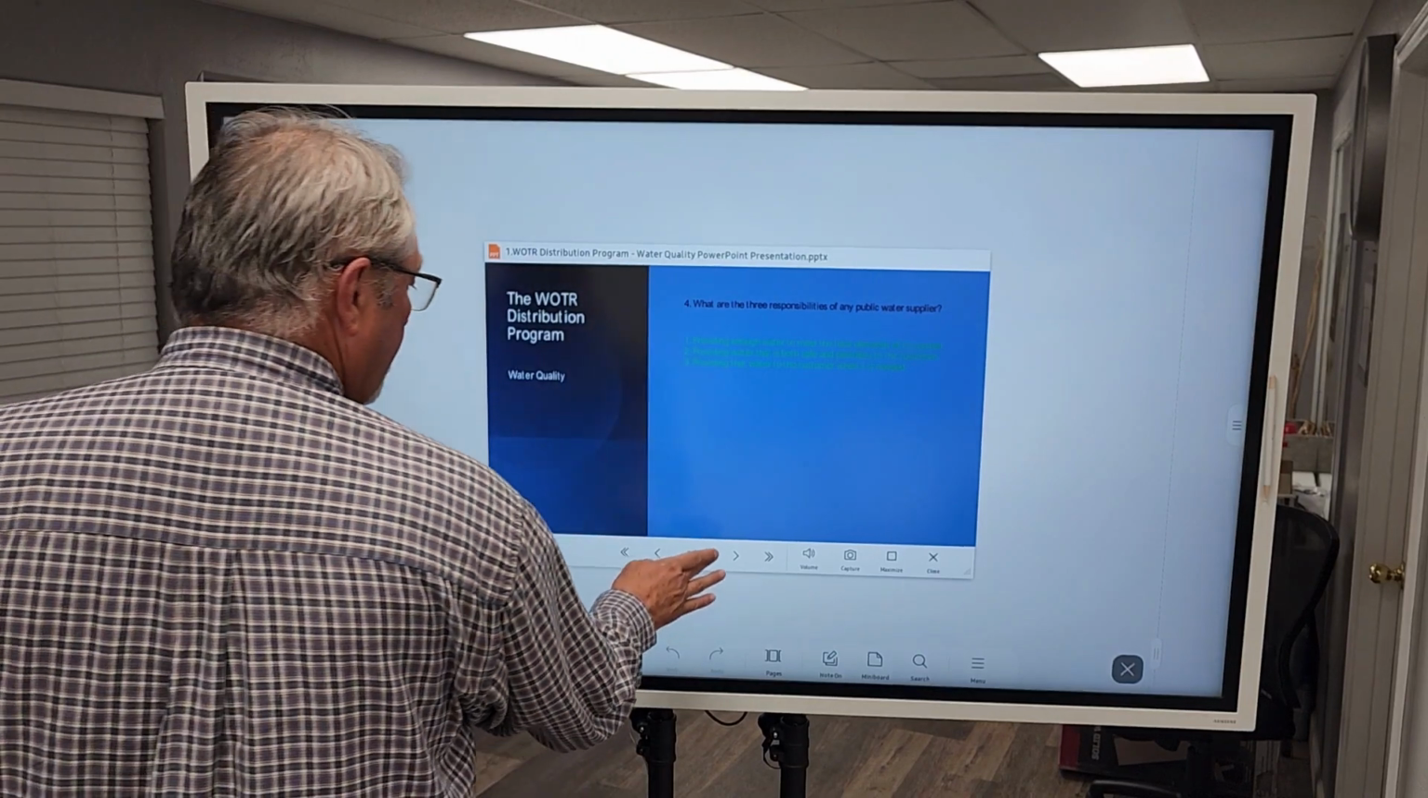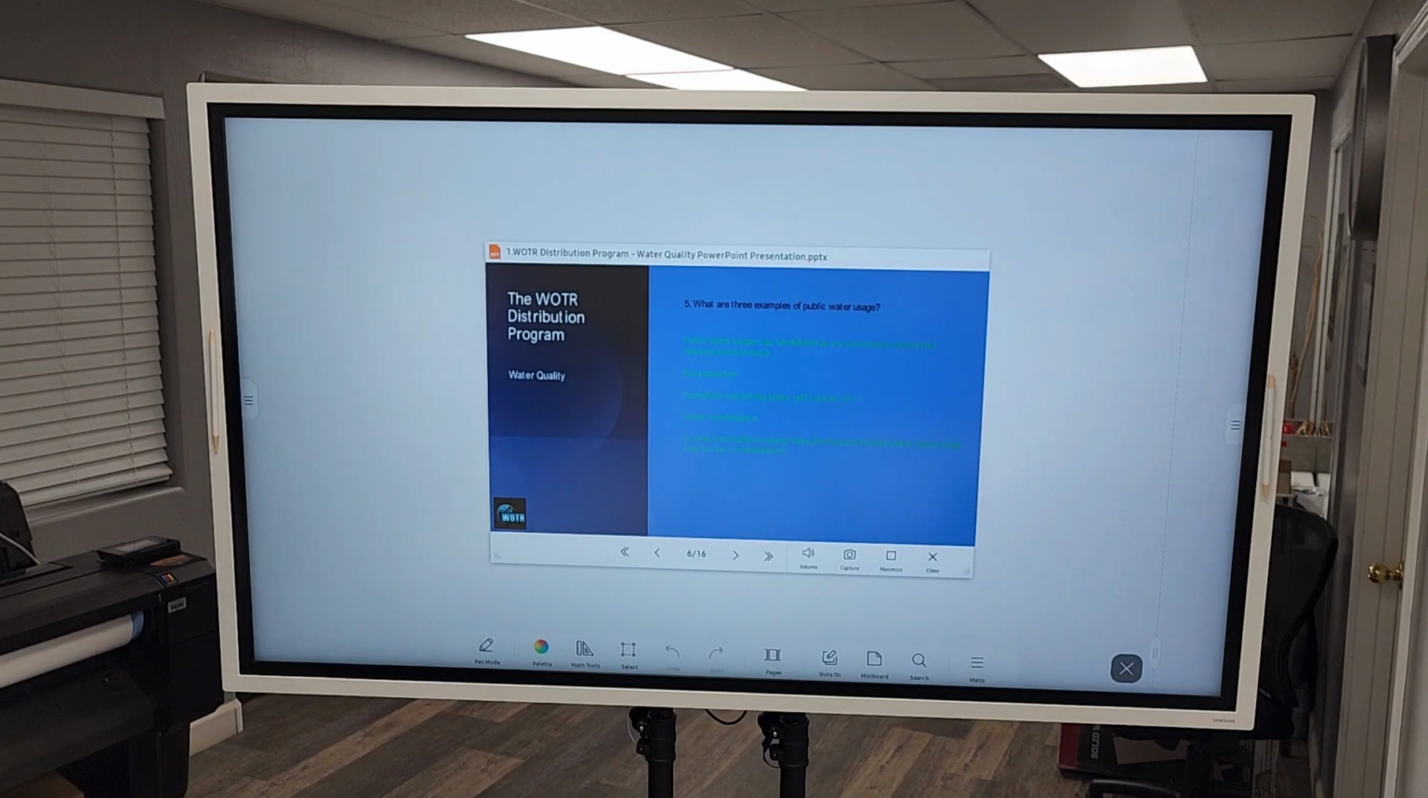Okay, let's go to number 5. What are 3 examples of public water usage? George? Public water usage may be defined as any community services that require potable water, fire protection, recreation, which includes swimming pools and golf courses, street maintenance, and in rural communities where these services are limited, public water usage may not be a consideration.